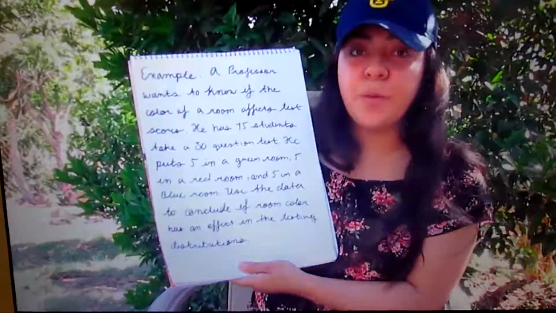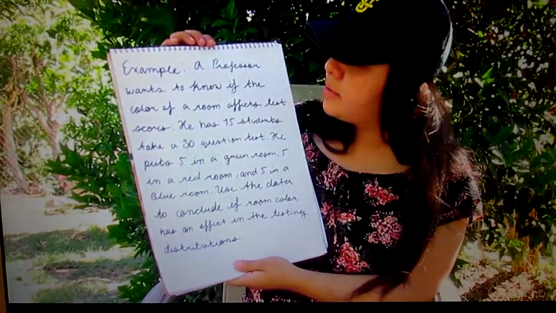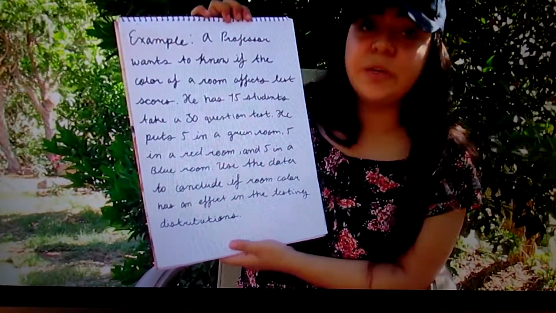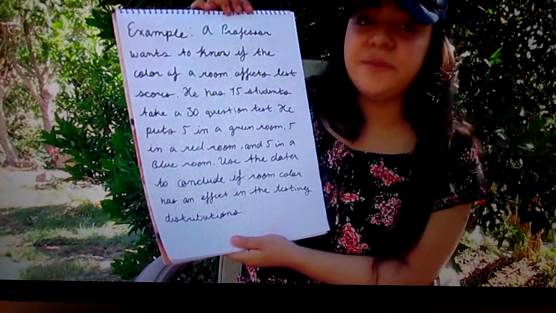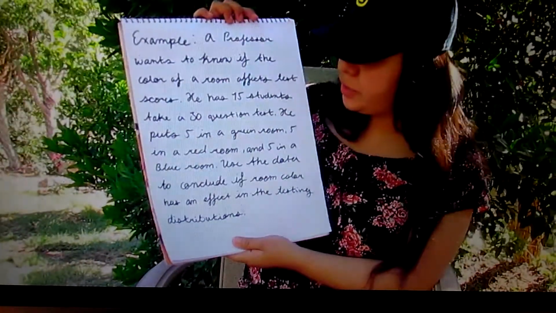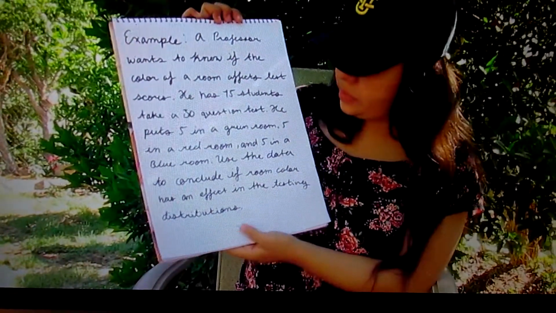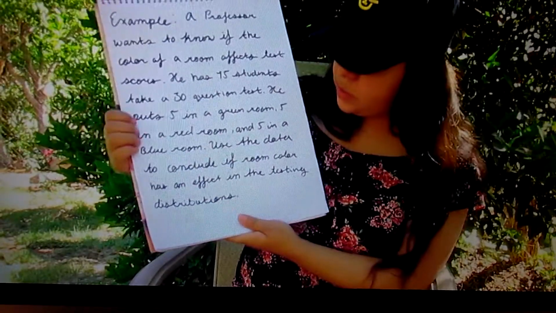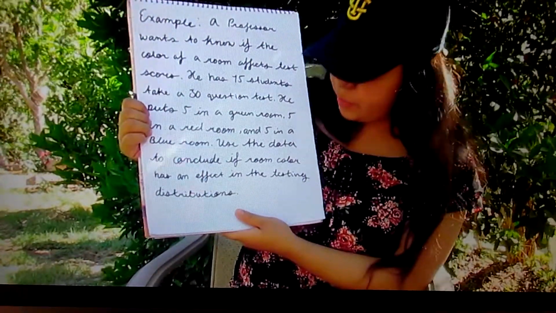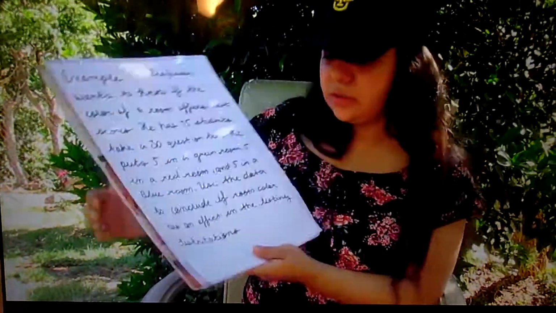So this is the example we're going to be using to solve a Kruskal Wallis problem. The professor wants to know if the color of a room affects test scores. He has 15 students take a 30-question test. He puts 5 in a green room, 5 in a red room, and 5 in a blue room. So we are going to use the data to conclude if the room color has an effect on the testing distributions.